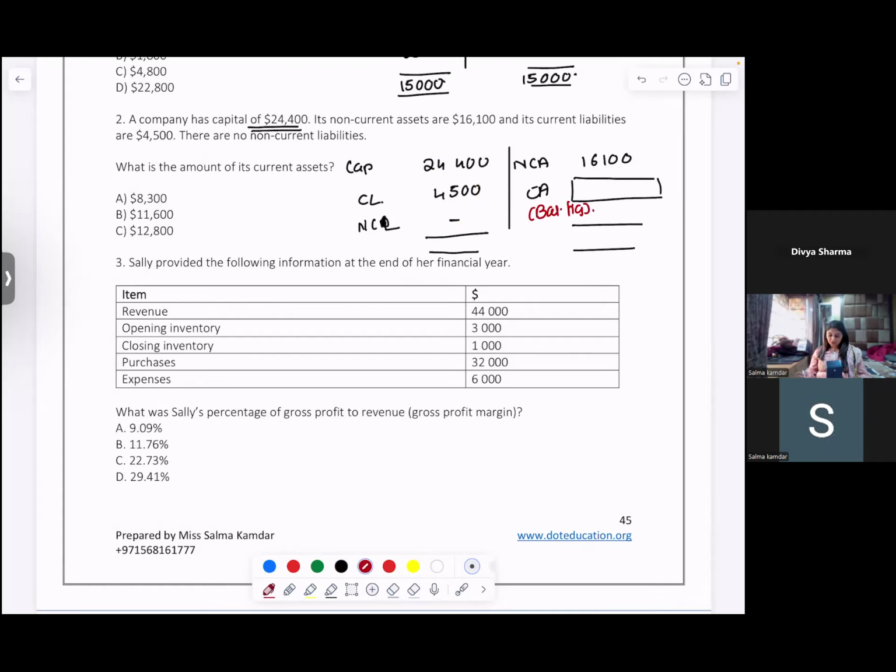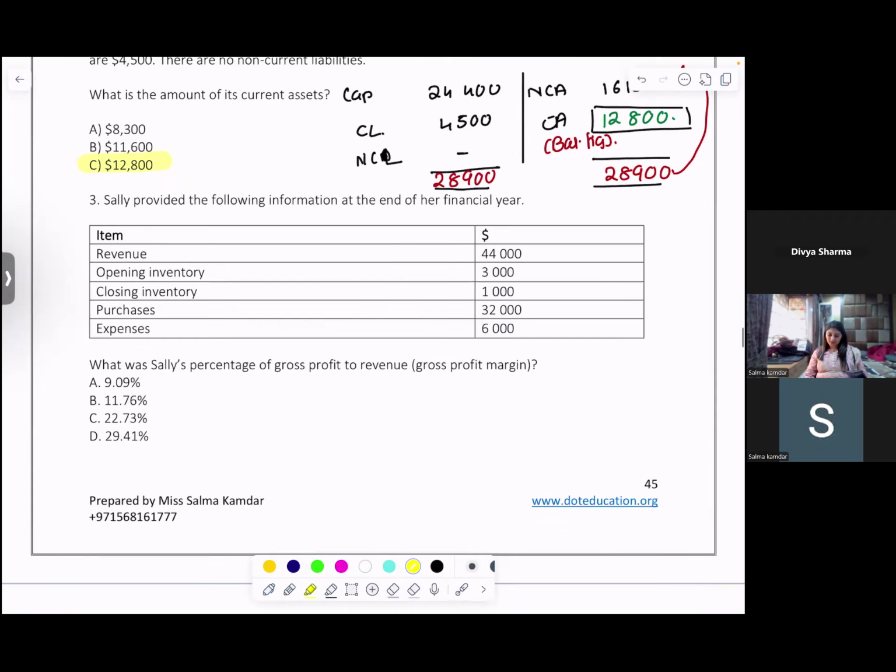So what is the total of your liabilities? The total of my liabilities is 28,900. So from that you will minus your non-current assets. What you're going to get is your current assets, 12,800. So the answer is option C. Okay, now let's go ahead to the next one.